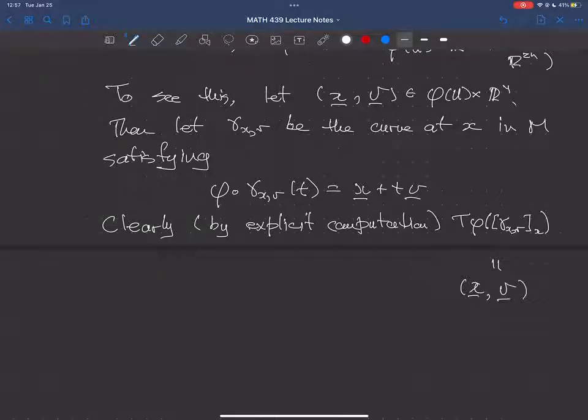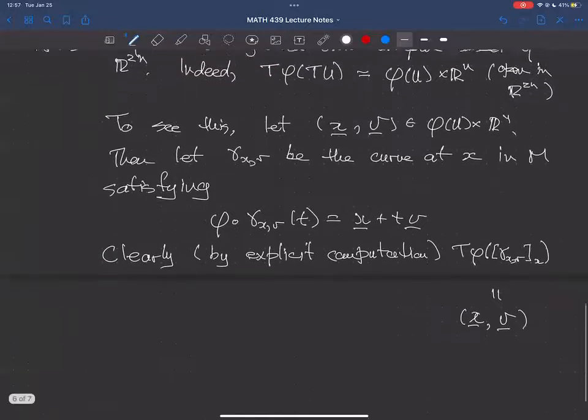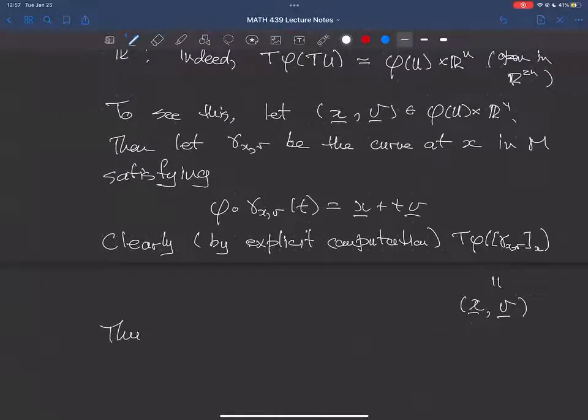Okay. All right, so that shows that the image is open. And moreover, it tells you exactly what that image is. It's the chart codomain phi of U in the first component, and it's all of R^n in the second component, corresponding to the fact that I can achieve arbitrary velocities as I pass through the point x.